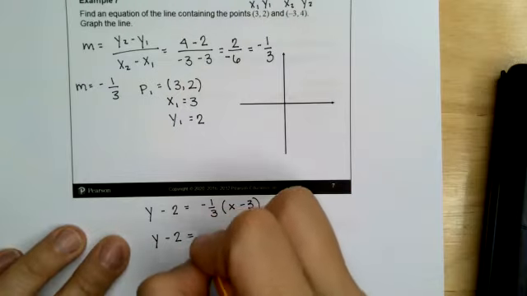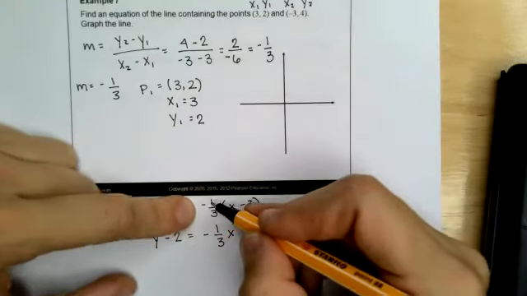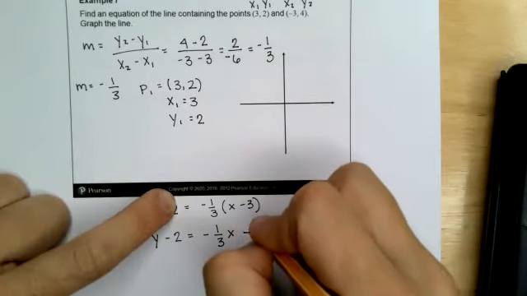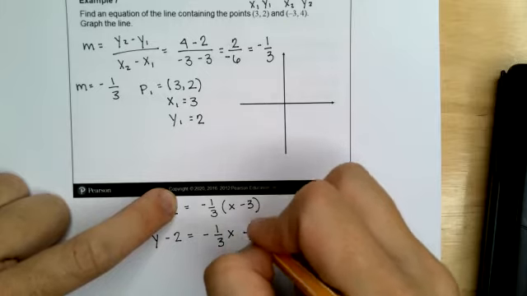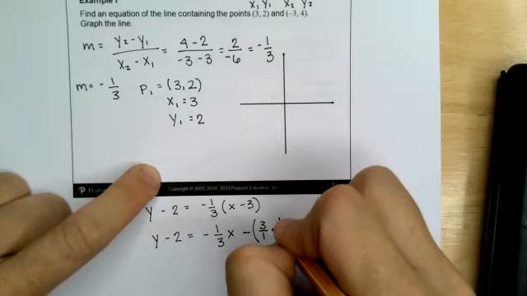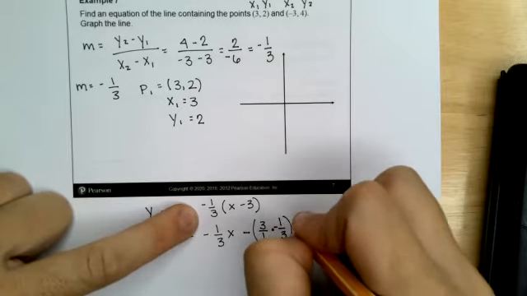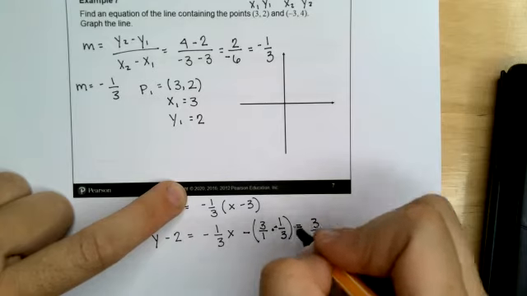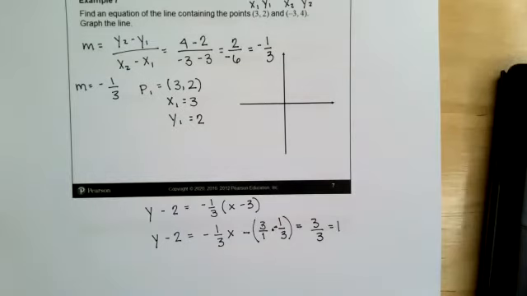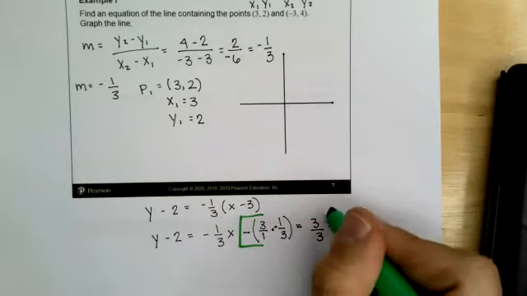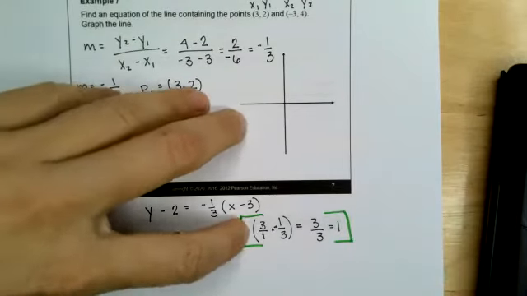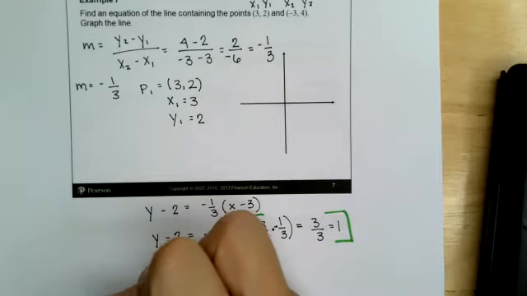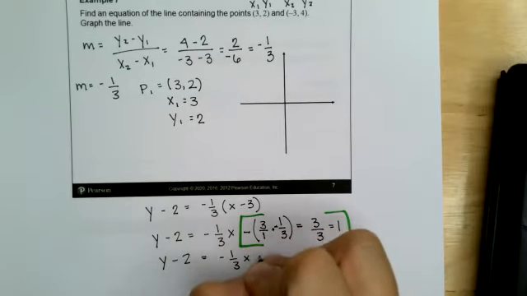y minus 2 equals, I'm going to distribute that, negative 1/3 x. The negative 1 is being divided by 3 and then multiplied by a negative 3, right? So we'll keep that minus 3/1 times 1/3, but it's a negative. That becomes 3/3, which is just 1. Negative 3 times negative 1 is a positive 3. 1 times 3 is 3, and 3 divided by 3 is 1. Everybody okay with that? So y minus 2 equals negative 1/3 x plus 1.